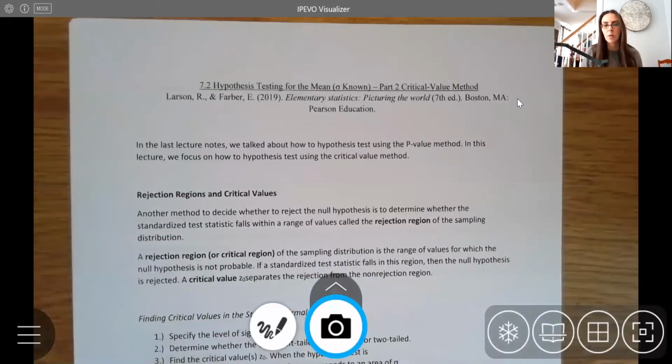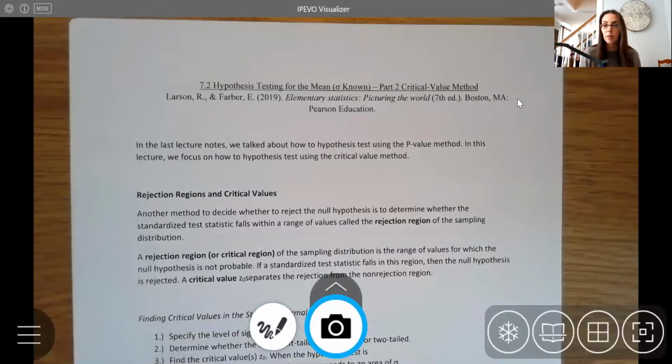In this set of lecture notes, we're going to continue looking at hypothesis testing for the mean when sigma is known, and I'm going to show you a second method for hypothesis testing that you could use instead. The first method we did in part one was called the p-value method, which tends to be really nice because it can be used a lot more easily with technology. So we do tend to use the p-value method a lot.